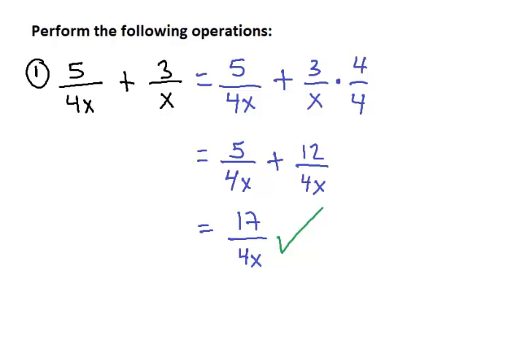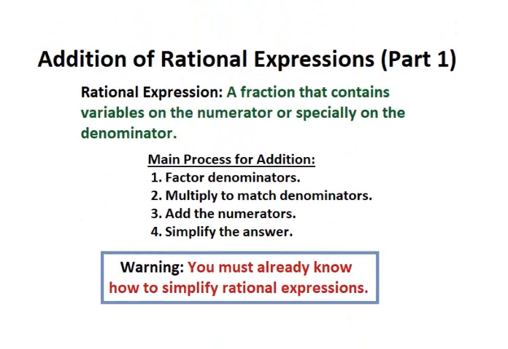So these processes that we use are the first type of processes that we're going to follow in order to add rational expressions. There are other types of rational expressions that when we try to add them, we're going to have to do something different, which is going to be seen in part 2.